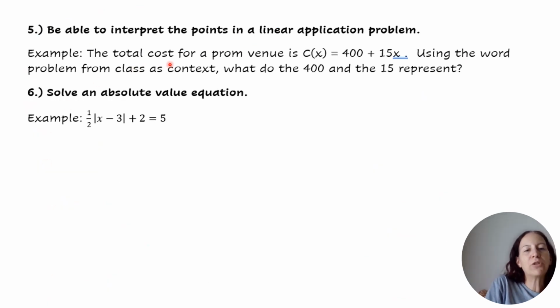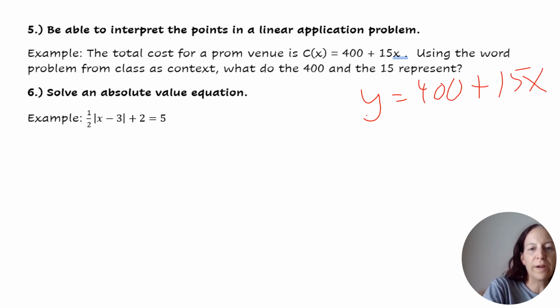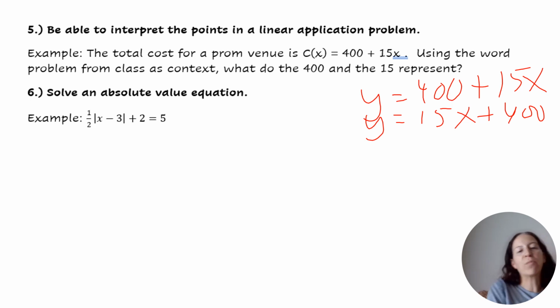Question 5, be able to interpret the points in a linear application problem. So the example here is kind of from your class notes. It says the cost for a prom venue is C of X. Now C just means cost, X just means it's depending on the X, okay? If you want to, you can say Y equals 400 plus 15X. Or if you want it in slope-intercept form, you could say 15X plus 400, okay? Be flexible here. Using the word problem from class as context, what do the 400 and the 15 represent?